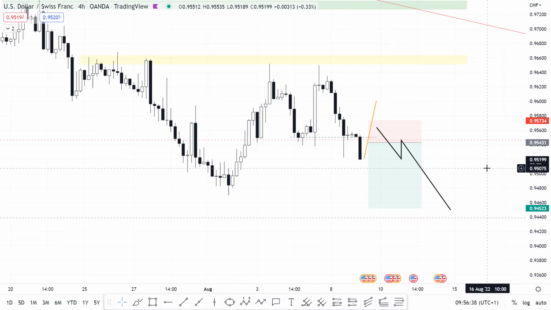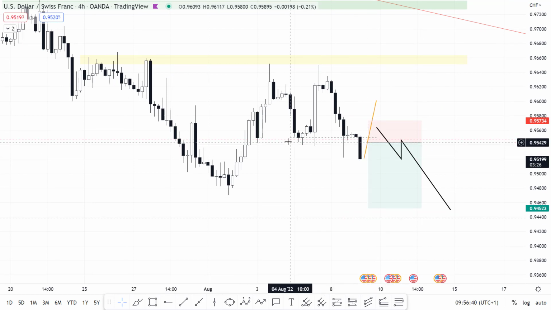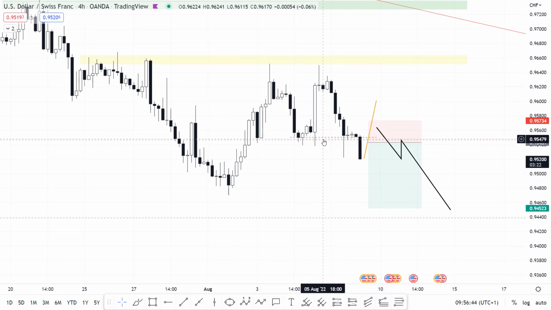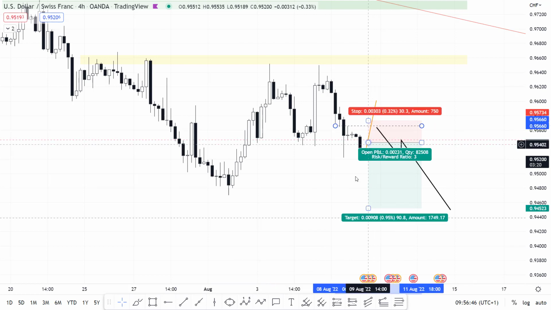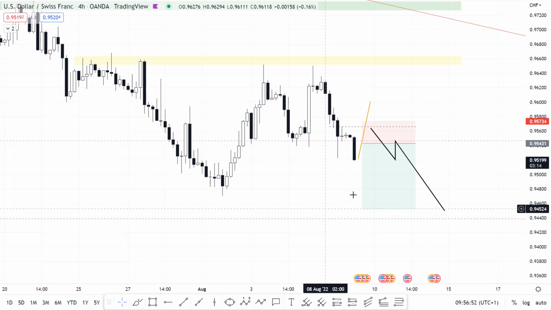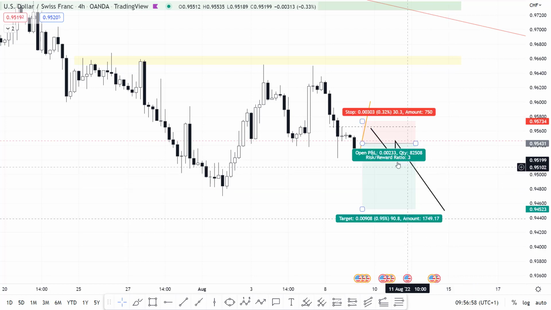So I'd be aiming for a small pullback, a retest of this neckline. I'd have quite a tight stop here, 30 pip stop, which places my stop just above this previous little consolidation point and above that key level on the daily. And I would be targeting a break of that previous swing low, which would be 3 times what I would be risking for the trade.